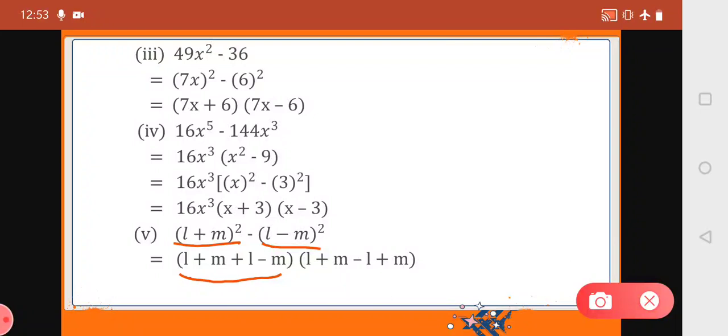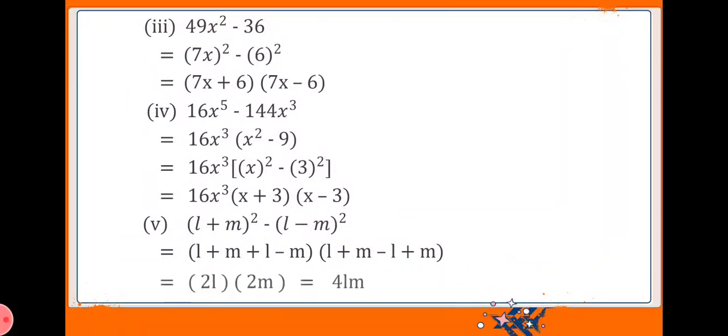So we'll get l plus m minus l plus m, because minus l and minus minus will become plus. So in the second bracket we get l plus m minus l plus m. Now here you can see plus m and minus m will cancel, so we'll be left with 2l. Here minus l and plus l will cancel, so we'll be left with 2m. That is equal to 2l into 2m. That is equal to 2 twos are 4 and lm. So we'll get 4lm.